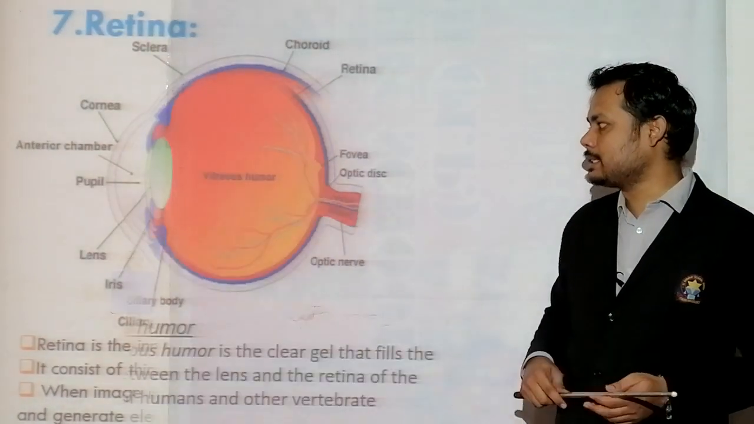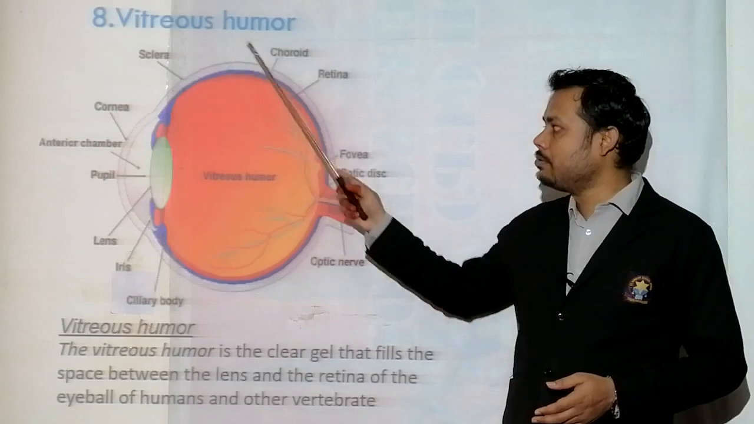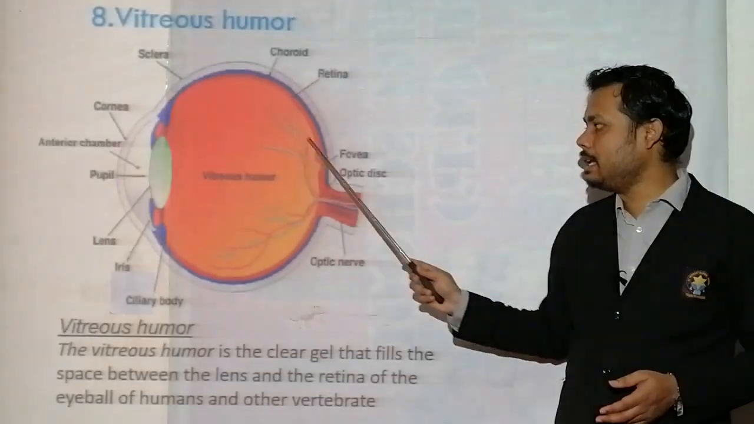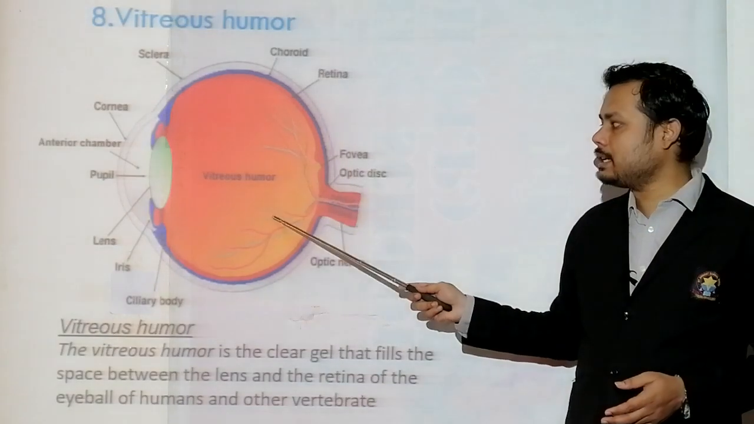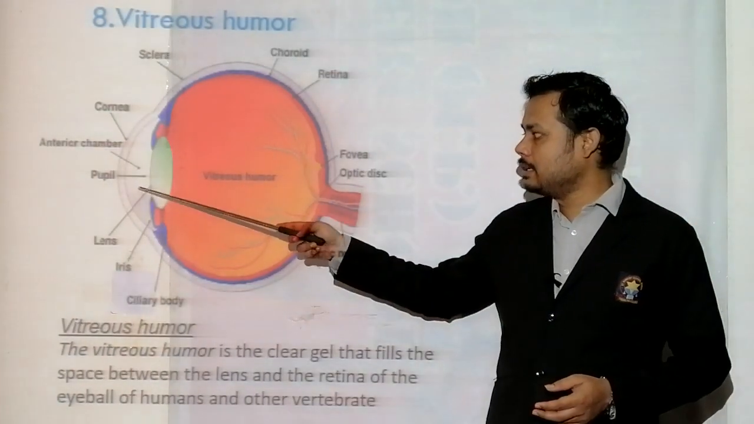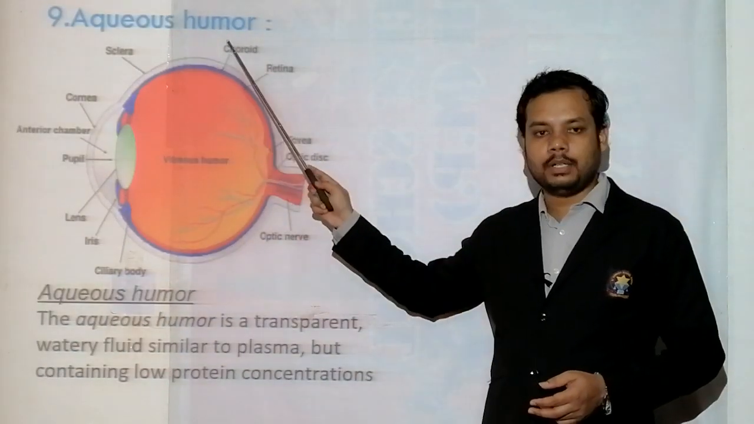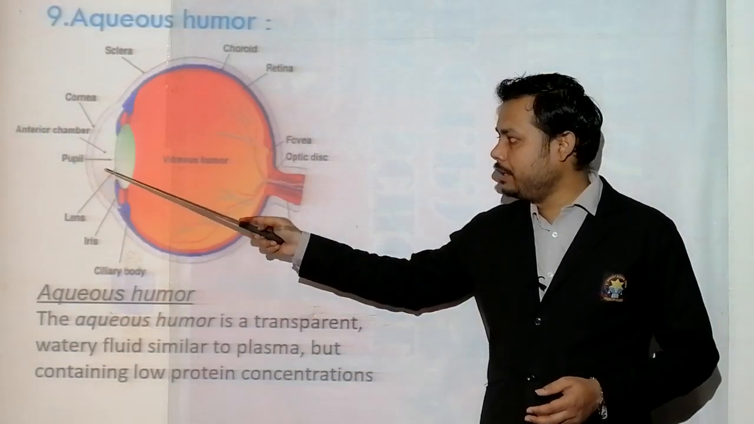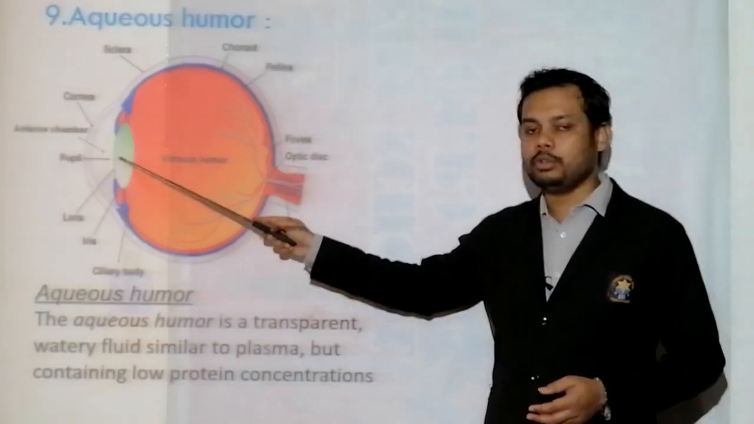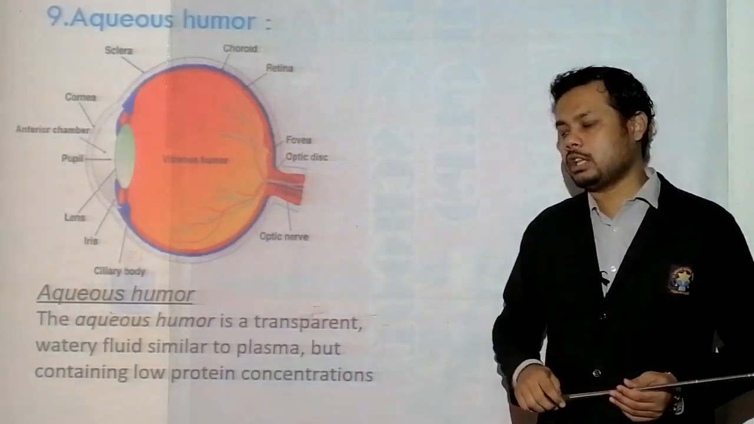Now the last two things left are called vitreous humor. Vitreous humor is nothing but a liquid filled between the crystalline lens and the retina. It gives nourishment to the eye. And after this, one last is there, aqueous humor. Aqueous humor is also a liquid. It is filled between the cornea and the pupil. It gives nourishment to the eye.